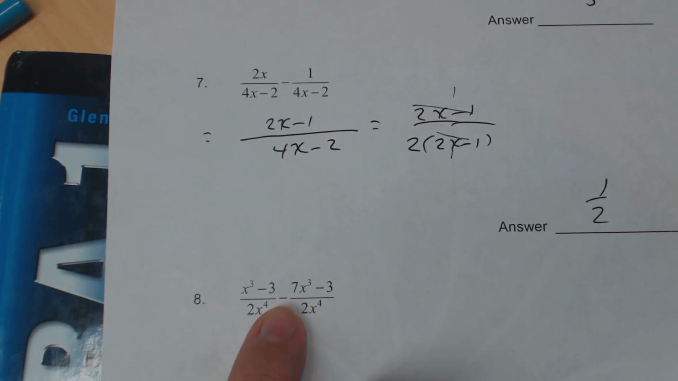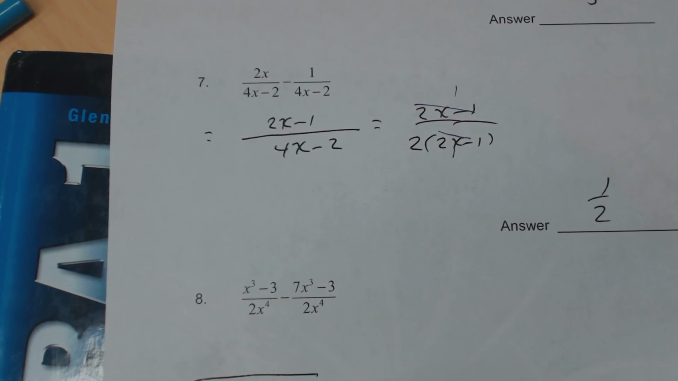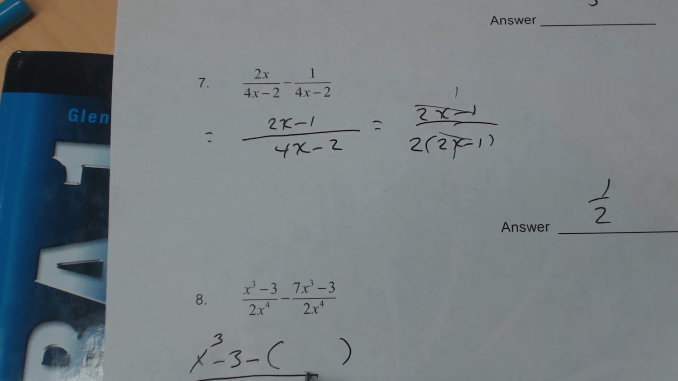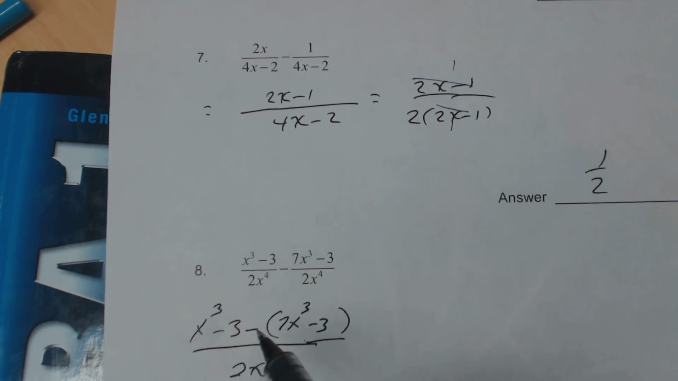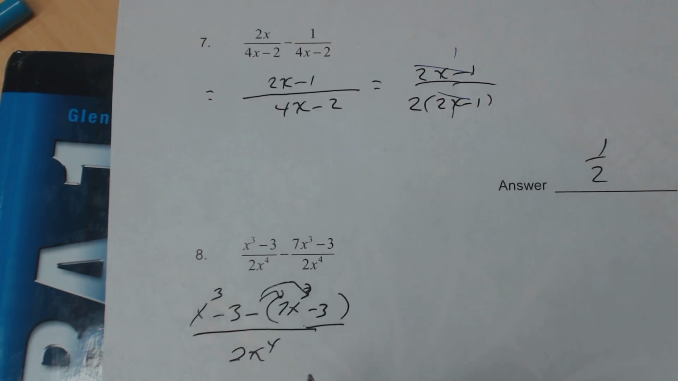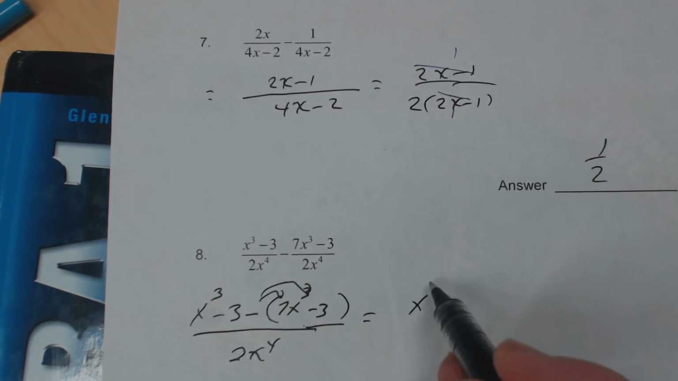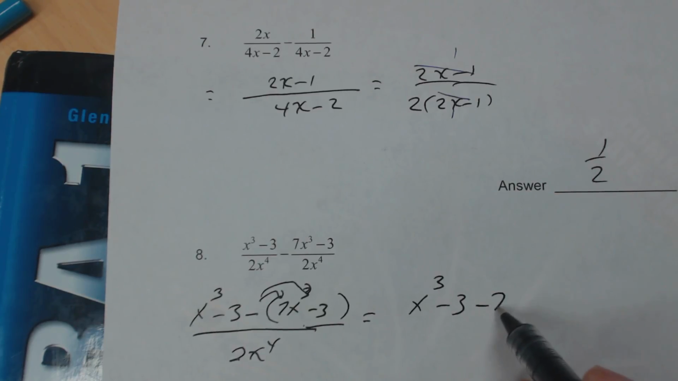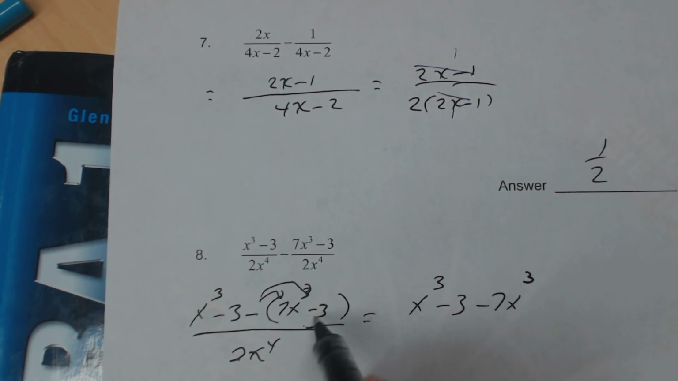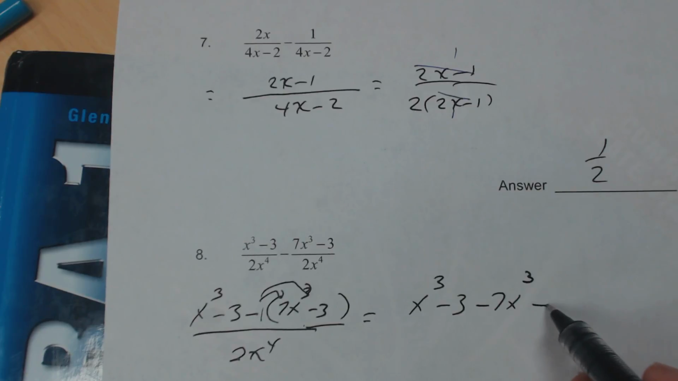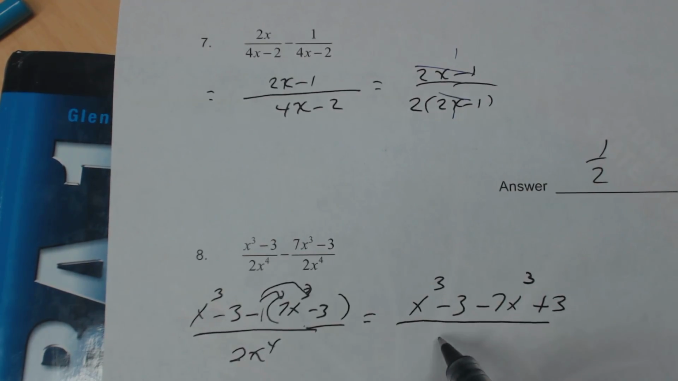All right, now the next one. Again, you're subtracting. The denominators are already the same, so you can write it as one fraction. And then be careful with the numerator. You have x cubed minus 3 minus, in parentheses, 7x cubed minus 3. Now getting rid of the parentheses, you're going to distribute. And so when you distribute, you're going to get x cubed minus 3 minus 7x cubed, and then subtracting a negative 3 is a positive 3, all divided by 2x to the fourth.